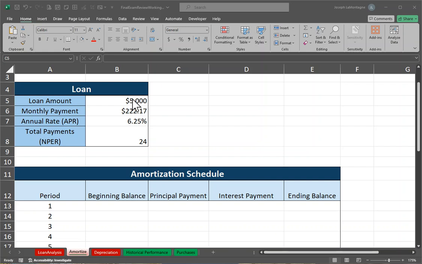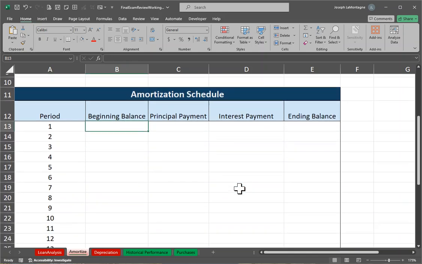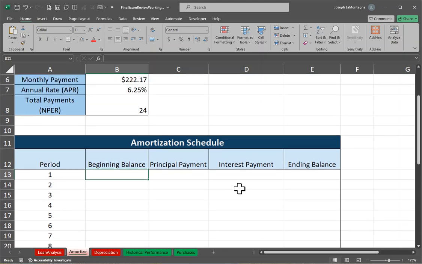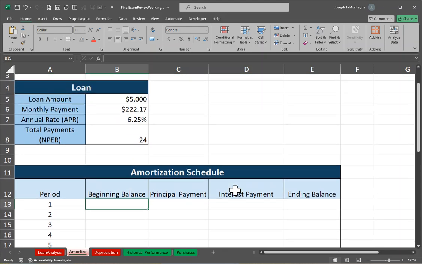So we have a loan amount of $5,000, a monthly payment of $222.17, an annual interest rate of 6.25%, and we're going to pay this loan off in 2 years, 24 months. I've already calculated this. The monthly payment was calculated with a formula or a function. So what we're going to do is build up this amortization schedule. If we scroll down a little bit, you're going to see how much goes to each payment period.